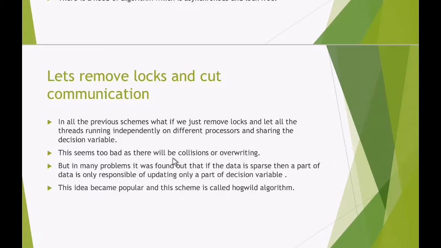So at first it might seem a very bad idea, because there will be collisions, overwriting between different processors. But what the author observed is, if our data is sparse, that means most of the entries do not exist or are zero, then only a part of the data is responsible for only a part of the updation in the decision variable. That is, for a part of the decision variable, only a part of the data is responsible for updating it. And this idea is called the Hogwild algorithm, in which we remove locks and we cut communication between the cores or the processors.